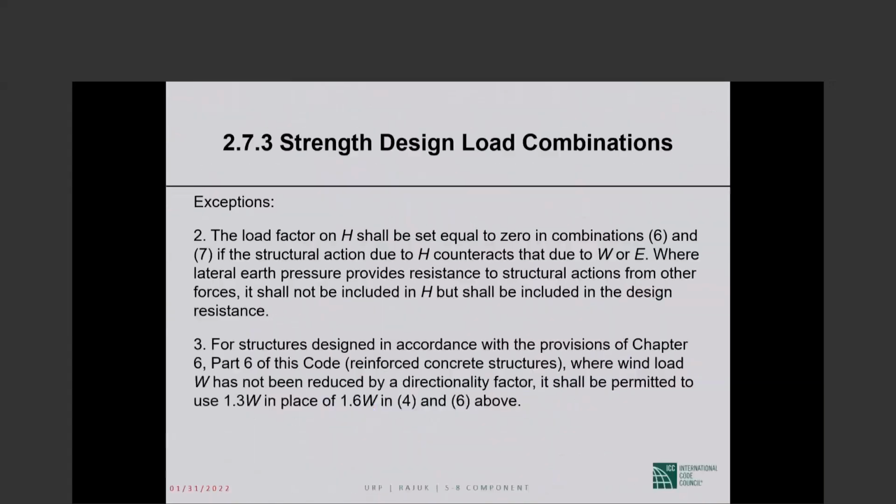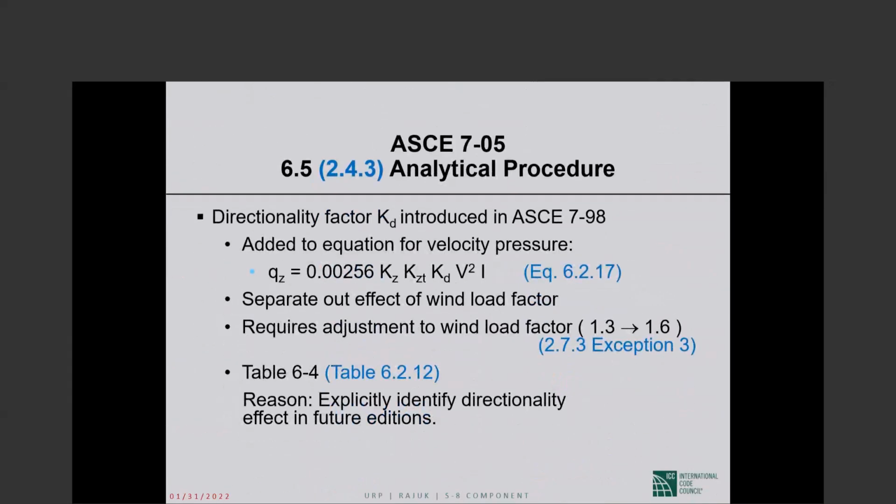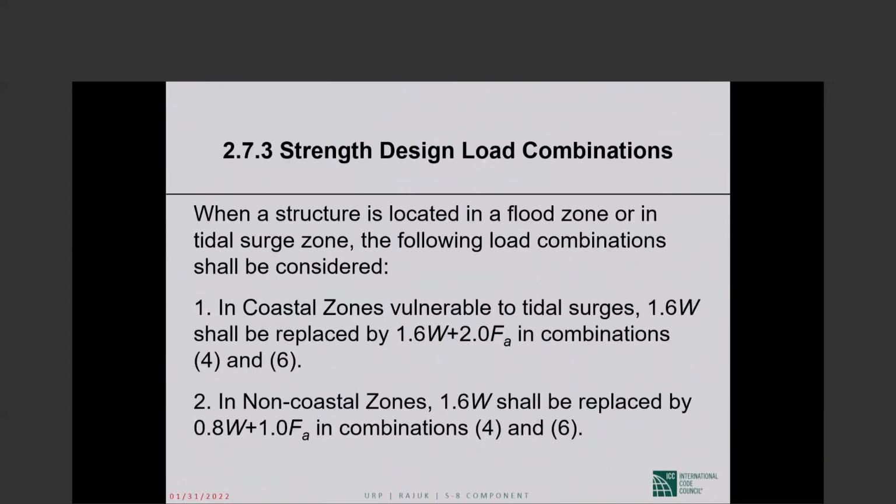1.3 divided by 0.85 gives you 1.53. Instead of rounding it down to 1.5, that was rounded up to 1.6. That was long debates and so forth, but that's what happened. So the current load factor of 1.6 on wind is the old load factor of 1.3, when wind did not include directionality, divided by the directionality factor of 0.85. So this is why exception 3 is saying where wind load has not been reduced by directionality factor, you can go back to the old load factor of 1.3. You don't have to use 1.6. I have spent quite a bit of time. Hopefully that has been understandable. And you have the 2 slides, and so that should help you. So all 3 exceptions to the strength design load combinations are important.